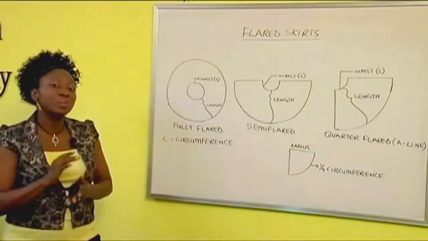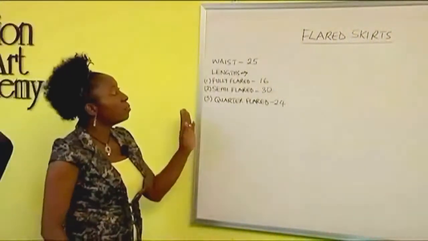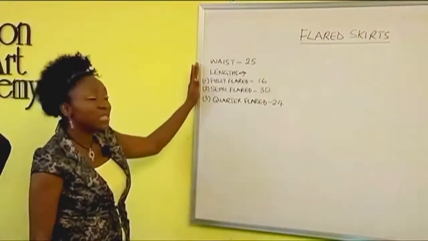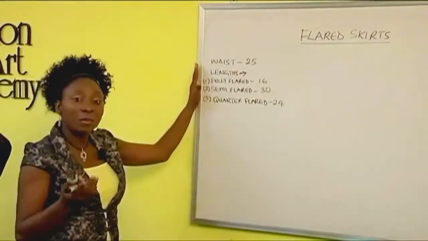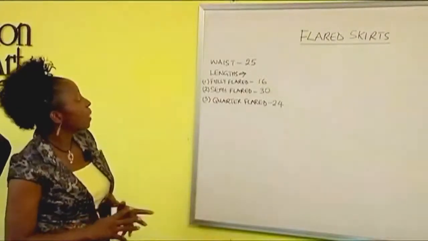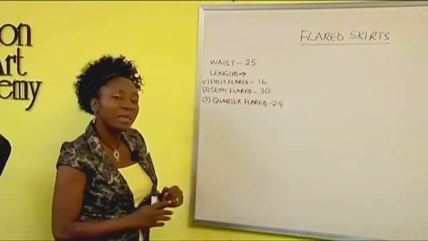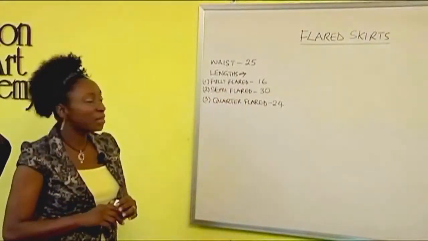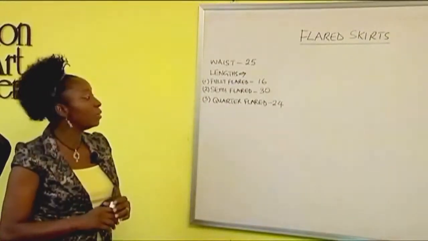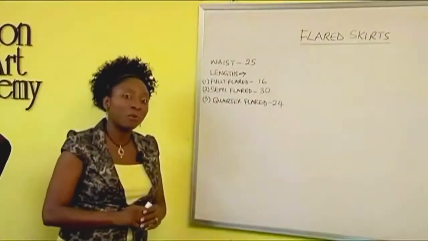So let's look at the measurements we will need to make our skirts. We have the waist, which is a known measurement. Our waist is 25 inches. Now we have three different lengths to practice with. For the fully flared, we're going to use a mini length of 16 inches. Then the semi-flared length is going to be quite long, so we'll use 30 inches. For the quarter flared, we'll use 24 inches.